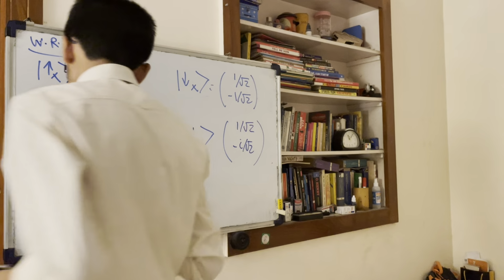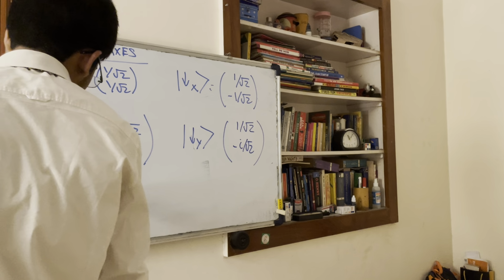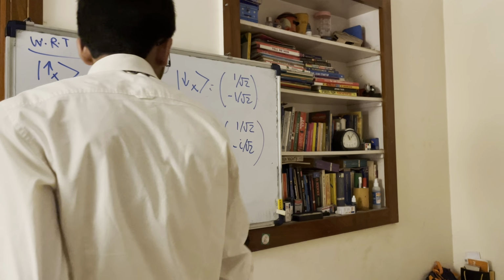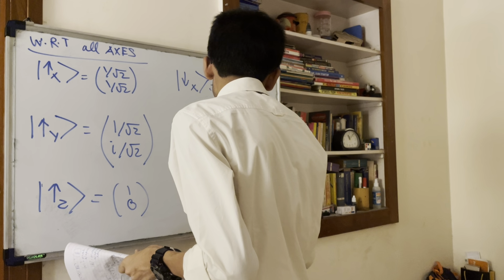And along z-axis we already talked about, if we have spin up along z-axis, we say it's 1, 0, and if it is spin down along the z-axis, we say it is 0, 1.